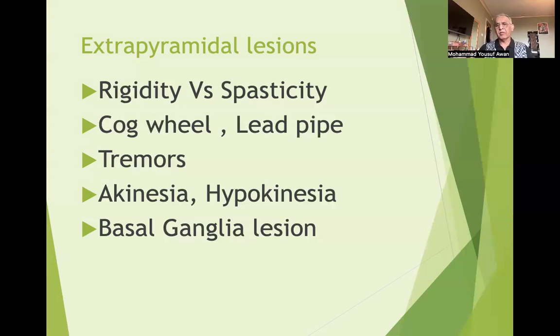Tremors: we find resting tremors in extrapyramidal lesion, but these tremors are usually present in less than 40% of patients. Akinesia or hypokinesia means the patient is unable to, or has difficulty, initiating movements. Gradually, it affects the mobility, and the patient is bedridden. So most of the time, we find people saying, oh, this rigidity, but there is hypokinesia, and the patient is bedridden.